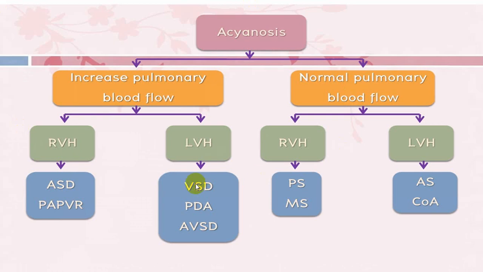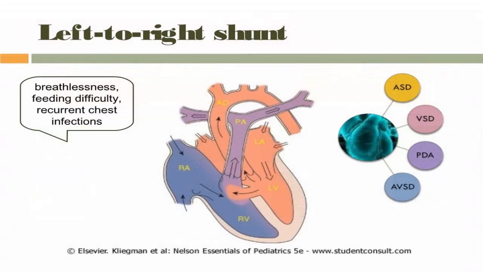So it belongs to this group. In that there will be LVH. Also there will be an increased volume overload on RV, which will give rise to a little amount of RVH also. There will be BVH depending upon the size of the shunt.